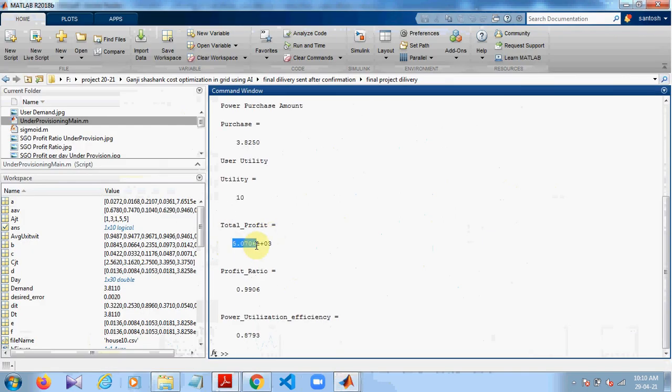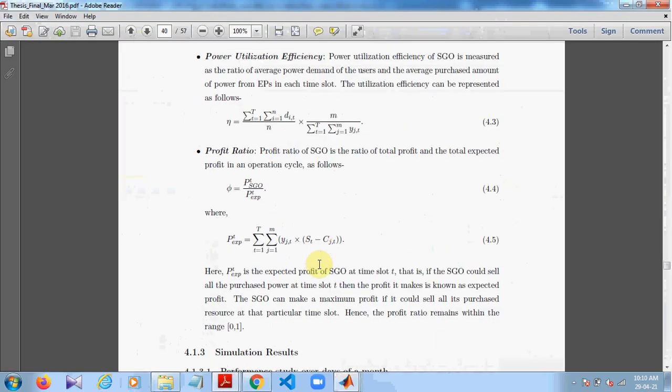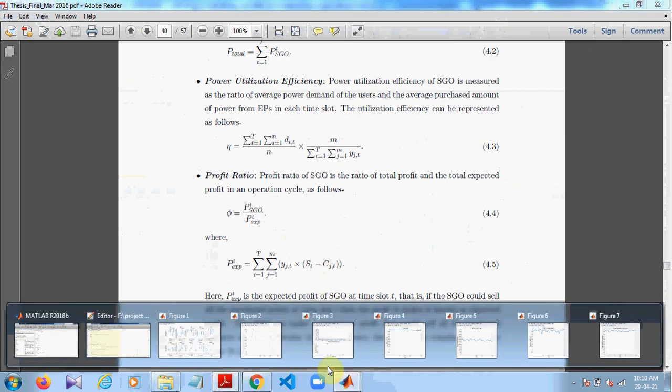The total profit is 5.076 into e raised to 3. The profit ratio is 0.9906. The power utilization efficiency is 0.8793. In this you can see the constraints also matched. Power utilization efficiency should be at maximum 1, and the profit ratio should be from 0 to 1. So all the constraints were satisfied, and you can see all the things were matched over here.